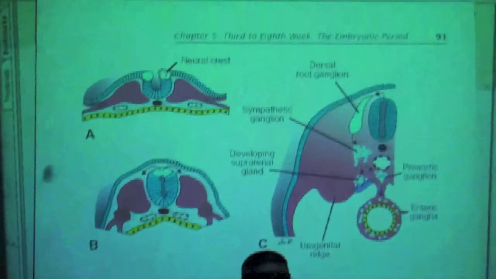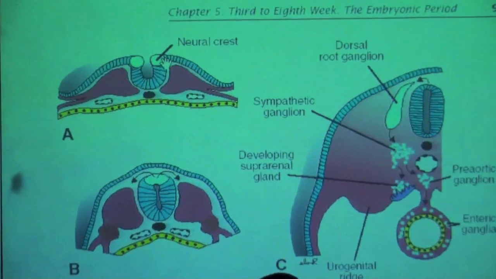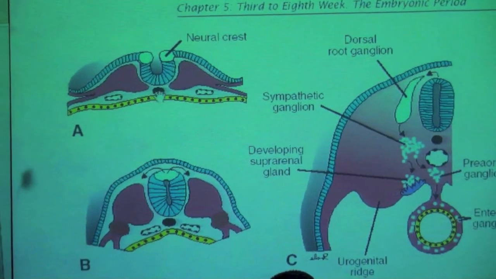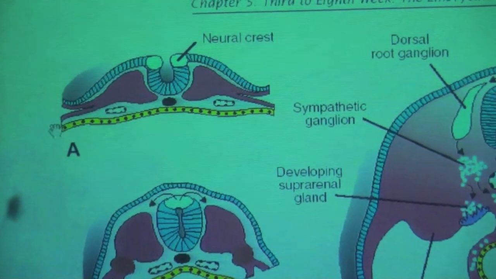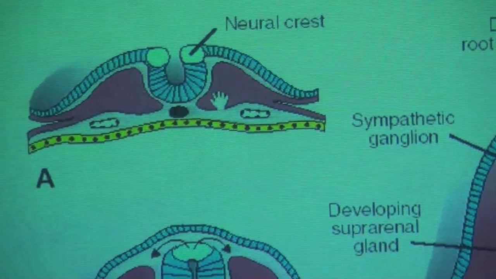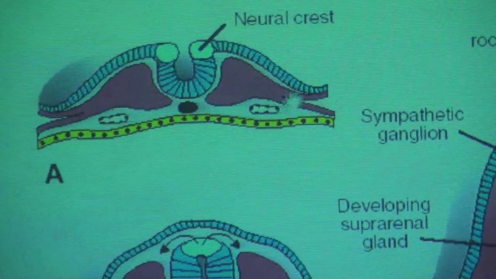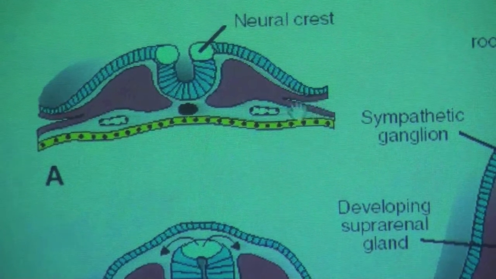So you can see in the ectoderm, in the midline, neural tube formation begins. Just below it is the notochord. Under the notochord is the endoderm. And this mesoderm, you can see, becomes three: this is paraxial, this is intermediate, this is lateral plate. The lateral plate of mesoderm develops this cavity.